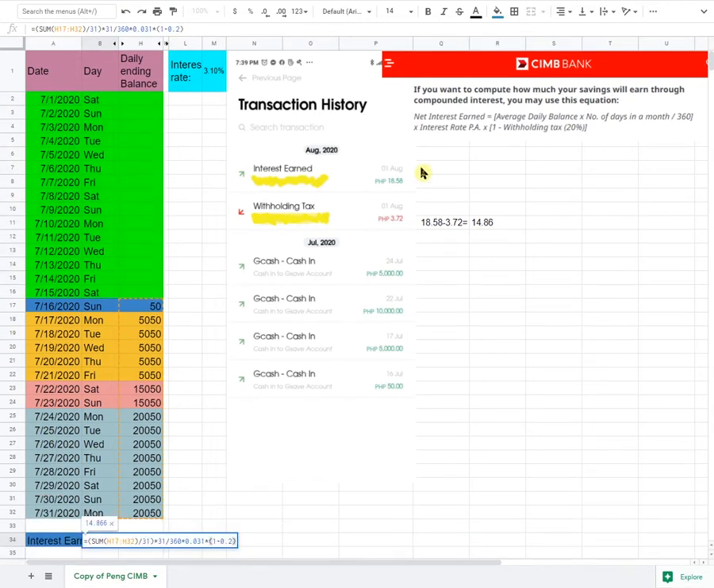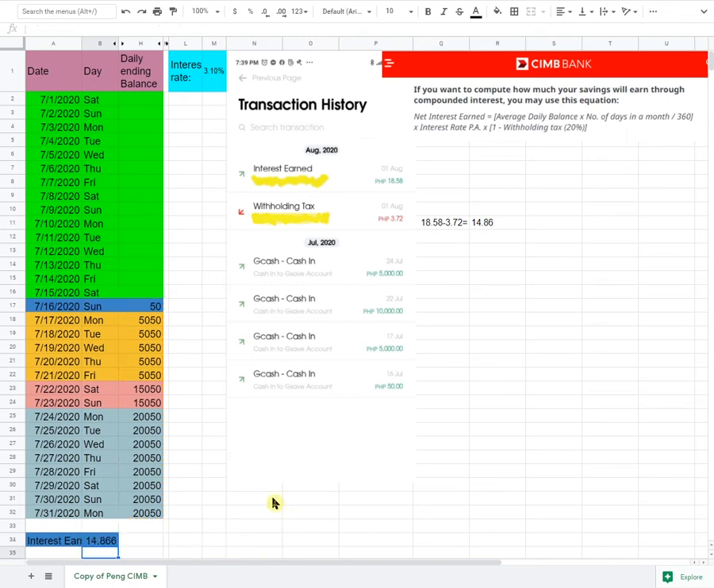So to compute the net interest earned for the month, that's average daily balance multiplied by the number of days in a month, divided by 360, multiplied by the interest rate per annum, multiplied by 1 minus the withholding tax of 20%. To put figures in the formula, here you can see that for ADB, we added up the total of daily ending balances from the first to the last day of the month and then divided by 31, the number of days in a month, and then multiplied by 31, the number of days in a month, divided by a fixed number of 360, which is assumed to be the number of days in a year, multiplied by the interest rate of 3.10%, multiplied by 1 minus the withholding tax of 30%.